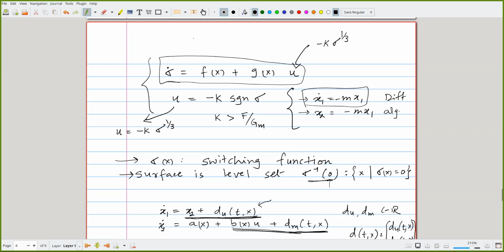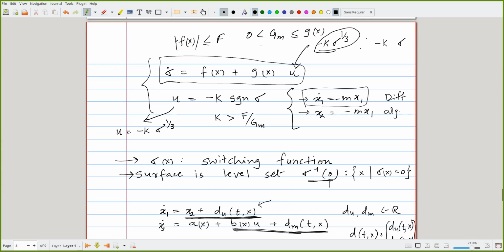What is the uncertainty condition? The uncertainty condition is this: the absolute value of fx is less than or equal to F, and 0 less than gm less than or equal to gx. Under this uncertainty condition, this control cannot ensure the finite time stability of sigma dot. It does not have the same robustness property. It has some robustness property which may be more than just the linear control, minus k sigma.